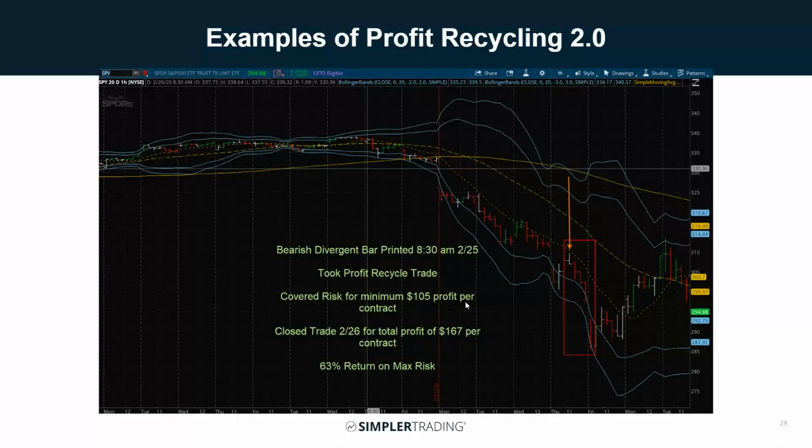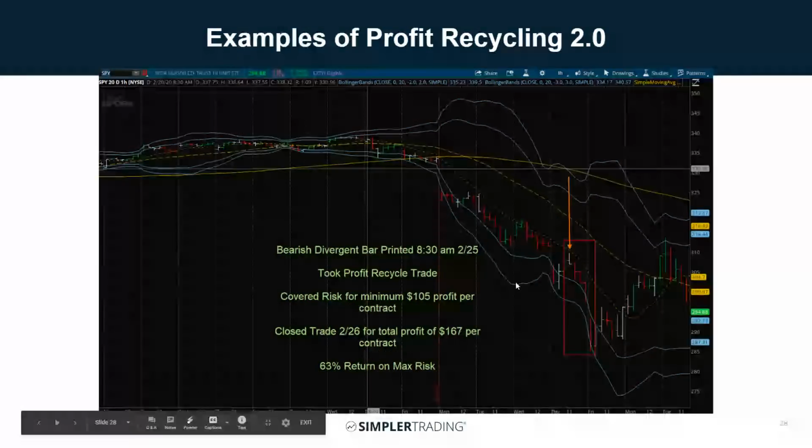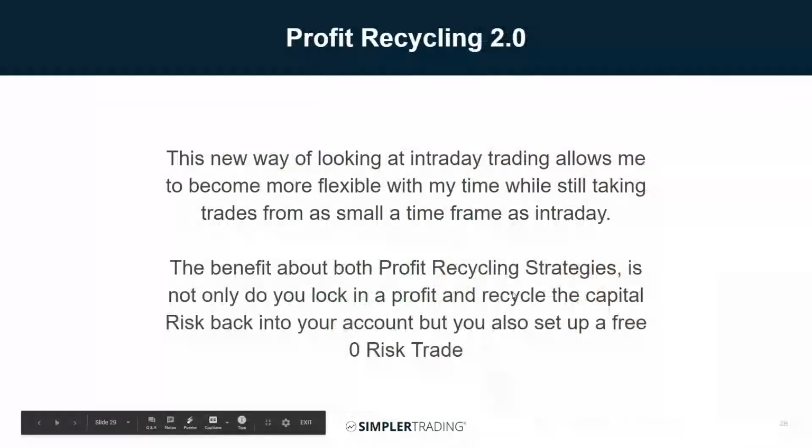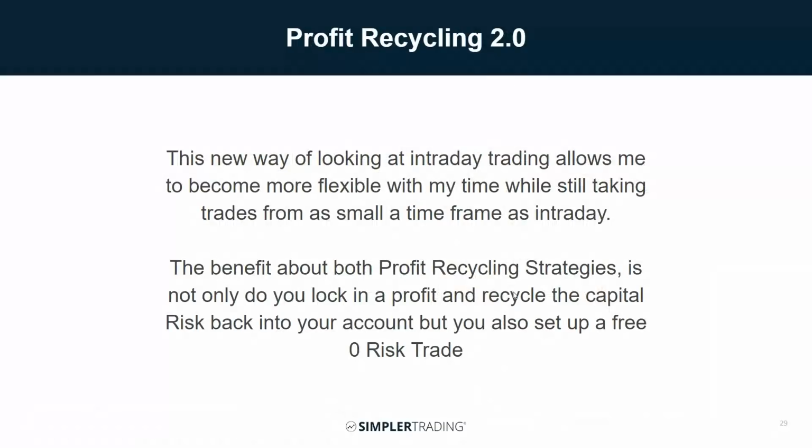So not only did I have a minimum profit that I walked away with, but I was able to add on a little bit of a bonus profit to create that total profit overall. And the best part is when I added on that bonus profit, I technically had no risk out there at the time. And this is a 3% return on my max risk that I had out there initially. So this new way of looking at intraday trading allows me to become more flexible with my time while still taking trades from as small a time frame as an intraday chart, right? You can certainly use this strategy also on the daily and weekly chart.